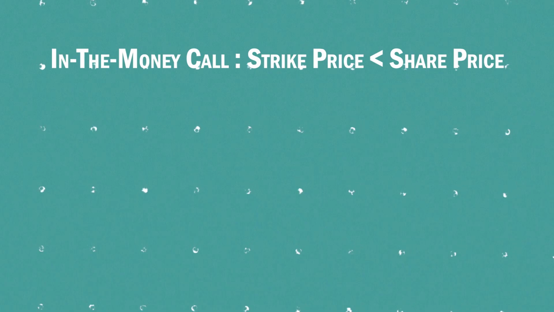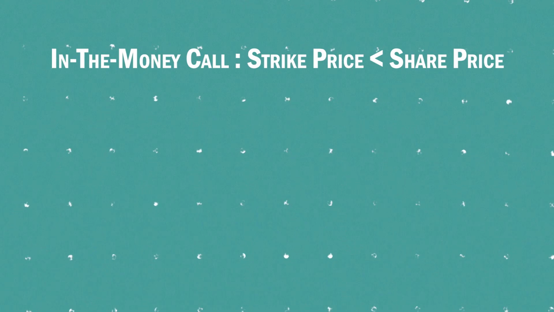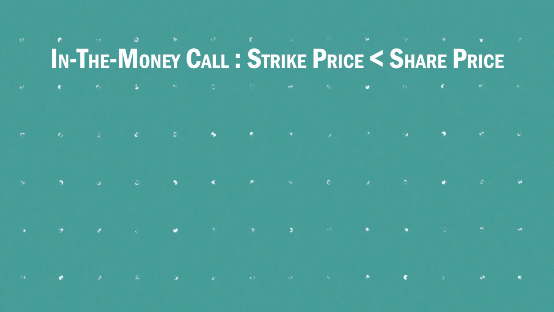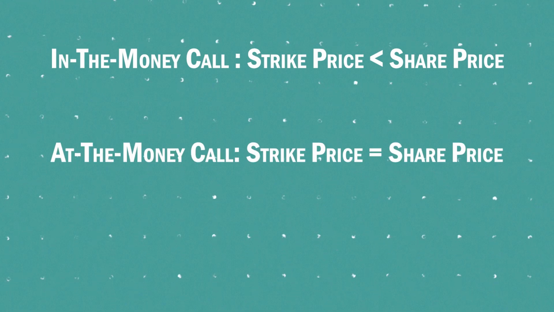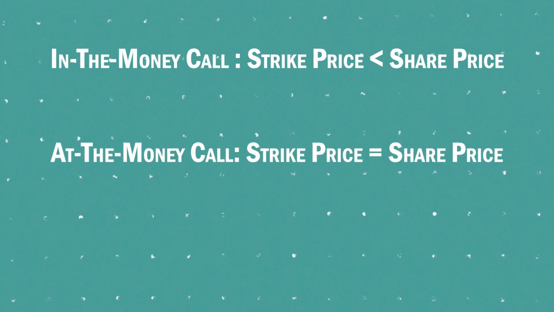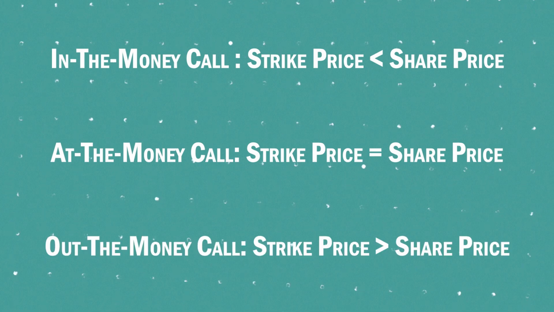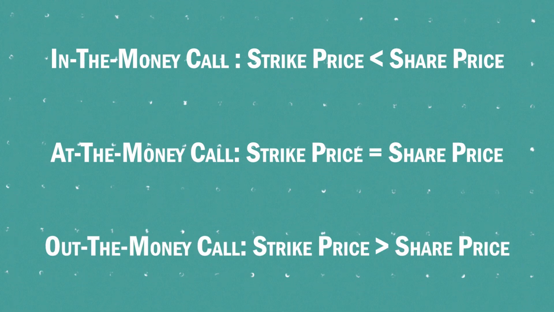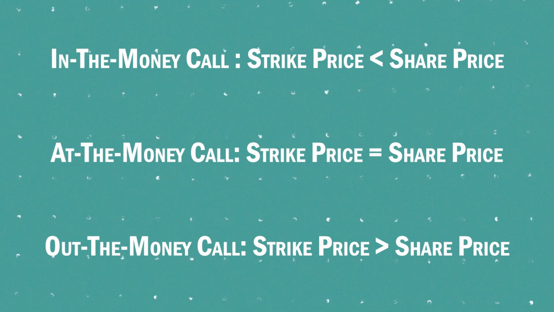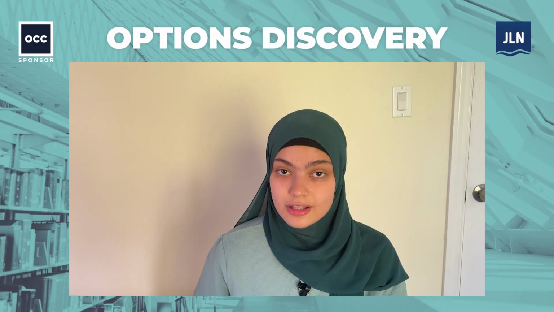Call options are considered in the money when the strike price is below the share price of the underlying stock. They are at the money when the share price and strike price are equal. And as you may have guessed, call options are out the money when the strike price is above the share price. For put options, it's the other way around.